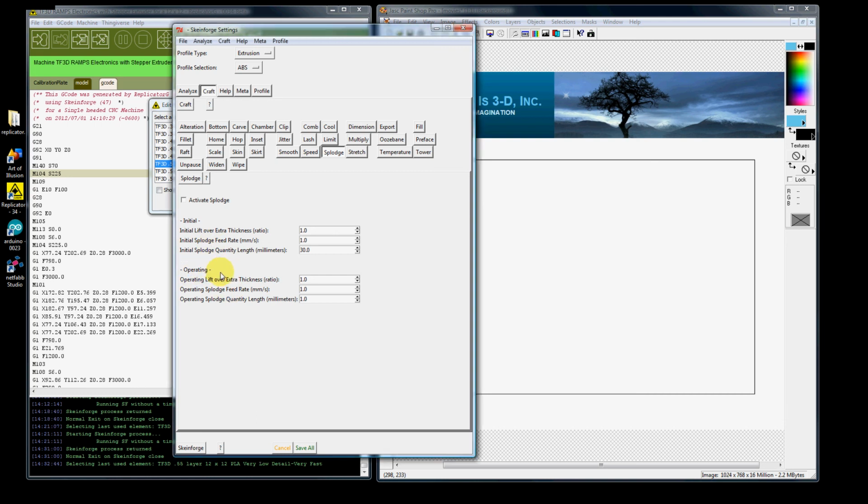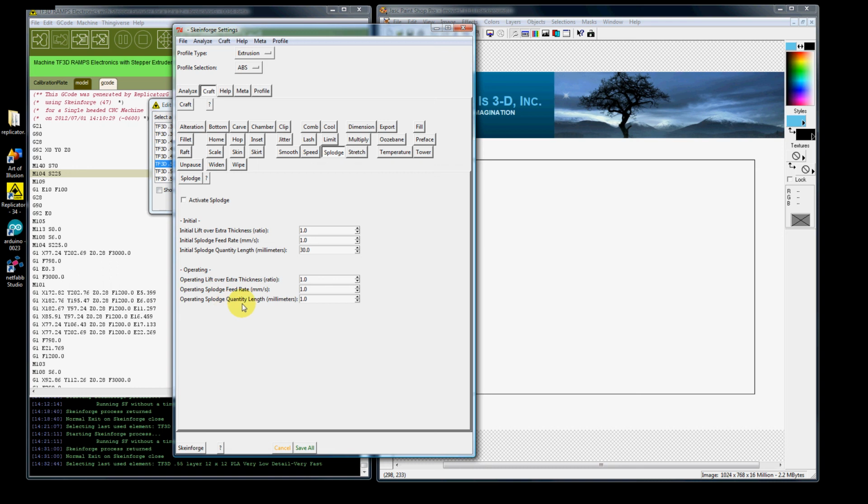Let's take a look at operating. Operating lift over extra thickness ratio defines the amount the extruder will be lifted over the extra thickness of the operating Splodge thread. Operating Splodge feed rate defines the feed rate at which the next extra extrusions will be added.